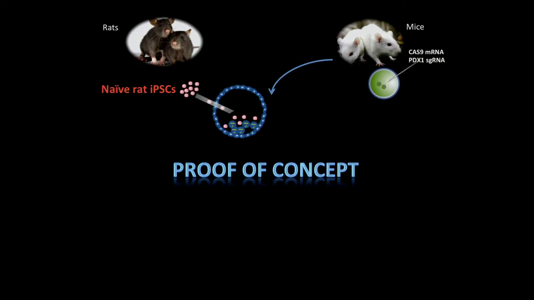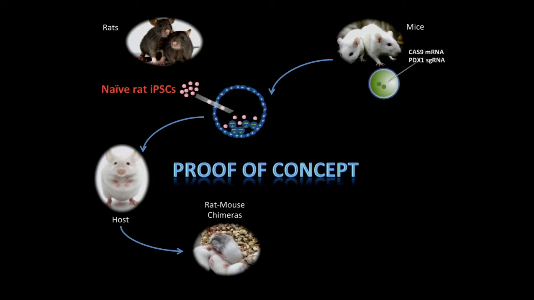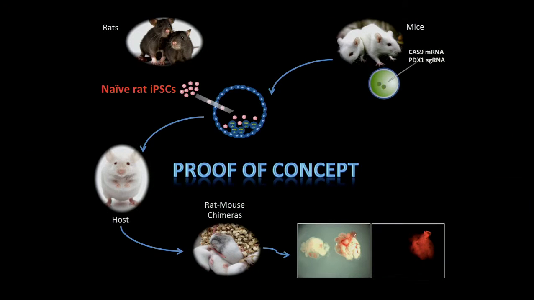And then we use the rat iPS cells, the cells from a different species, from the rat. Then we can rescue this blastocyst and generate the rat and mice chimeras, in which eventually all the pancreas will be coming from the rat, which is labeled with the red color here.